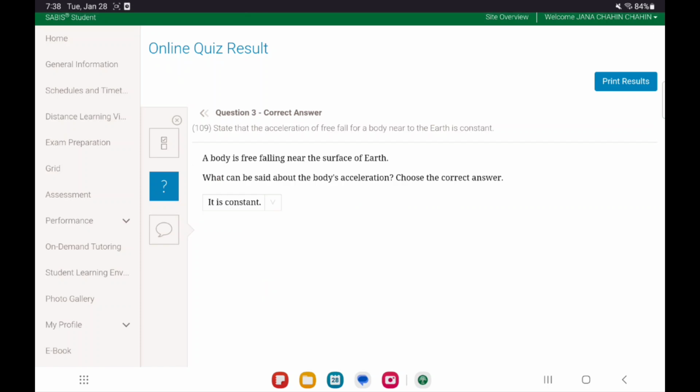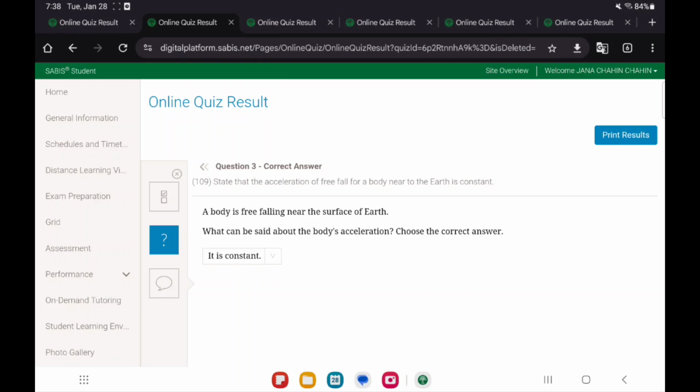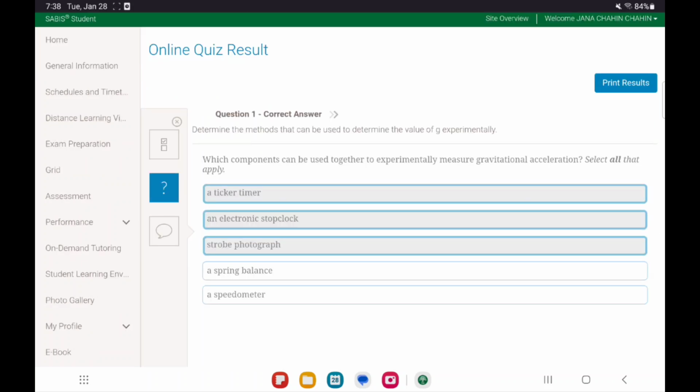Whenever you see free falling, that means it's constant, or 0 newtons. So that's your answer, constant. That's 3.14 done. 3.15 now. For this question, you just have to memorize these. There's no other way to remember them. You just have to memorize them. Stroboscopic photograph. So remember, photo, you're photoing how fast it goes. Stop clock, and ticker timer.